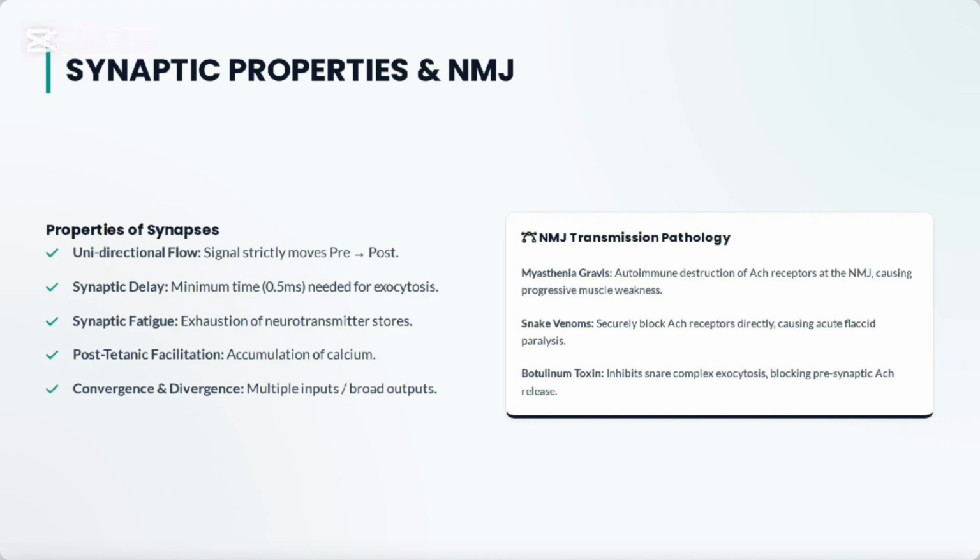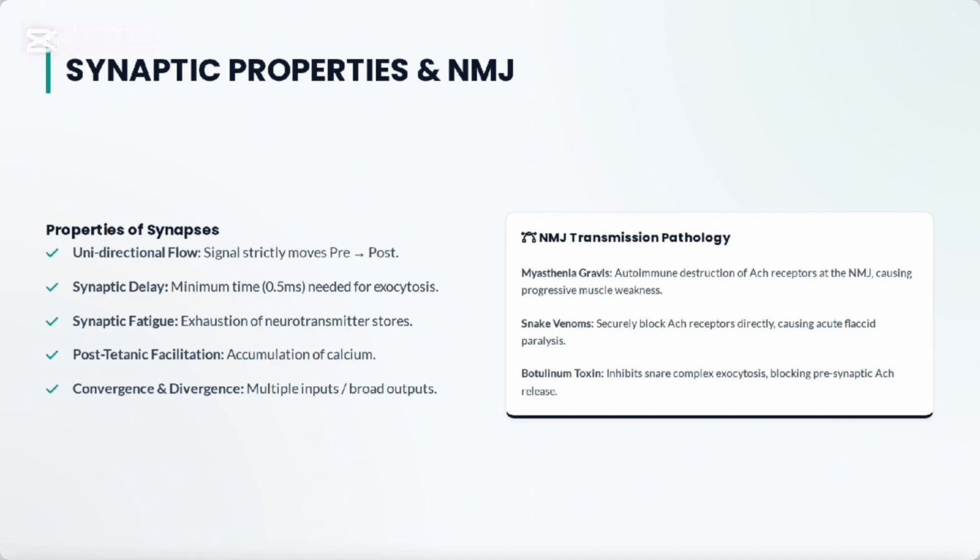5 core properties of synapses: neuromuscular junction, NMJ, diseases and toxins, myasthenia gravis, snake venoms, and botulinum toxin. Simple explanation. Synapse rules. Signals only travel in one direction, pre to post. There is a tiny delay, 0.5 milliseconds, to release chemicals, and a synapse can suffer from fatigue if it runs out of neurotransmitters. Diseases and medical issues at the muscle junction, NMJ.